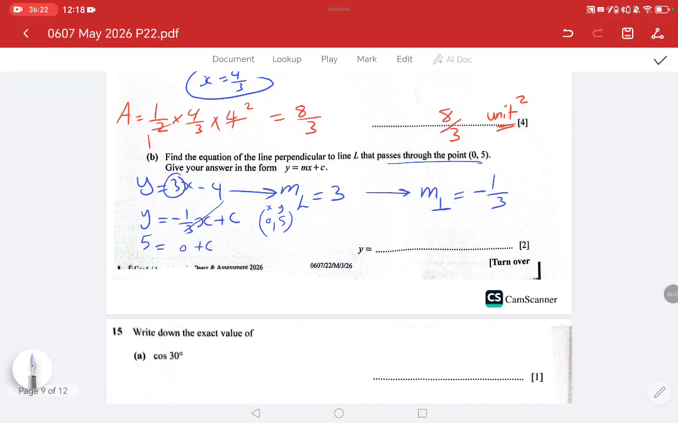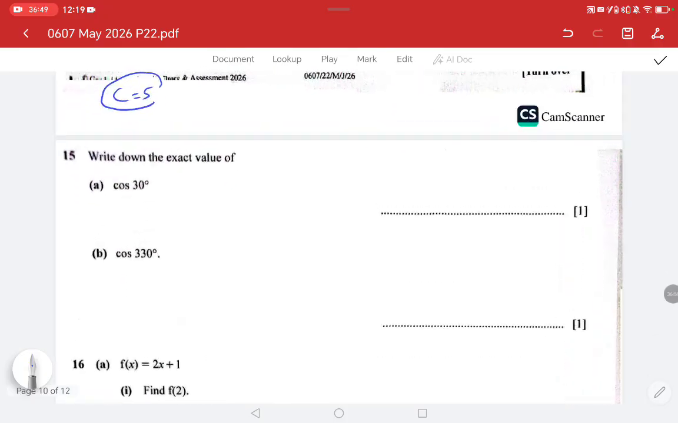So c equals what? c equals 5. You should automatically understand that when you have the point (0, 5), the y is the c. But if you don't know that, just substitute. You'll find that c equals 5. So what's our equation now? Our equation is y equals negative 1/3 x plus 5. So this is the answer.